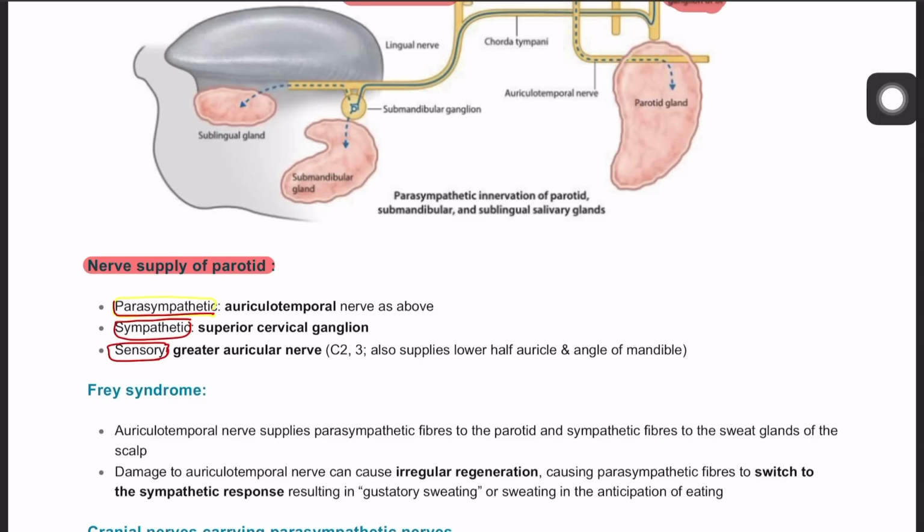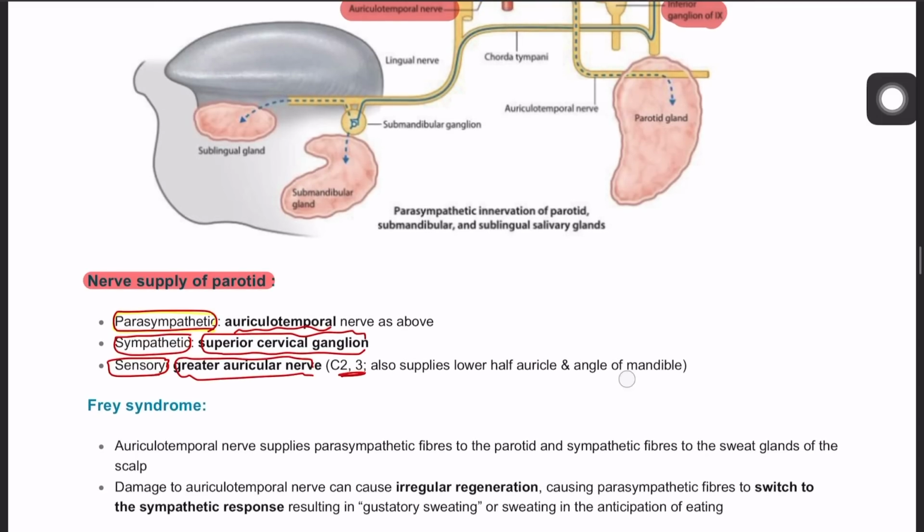So parasympathetic, it will be from the otic ganglion through the auriculotemporal nerve. Sympathetic, it's from the superior cervical ganglion, and sensory from the great auricular nerve, C2 and 3, on the lower half of the auricle and the angle of the mandible as well.